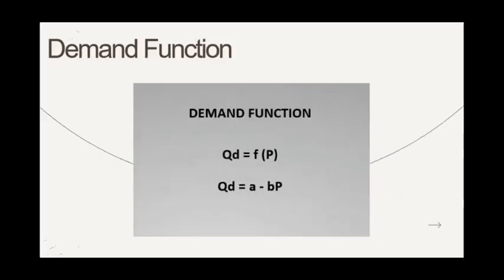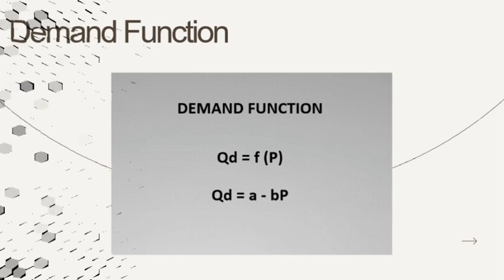Here's an example. QD is equal to F of P. This states that the quantity demanded depends on price. QD equals A minus BP. This states how the price of a good or service determines the quantity demanded. So technically, it is a demand equation using data from a demand schedule or a demand curve.